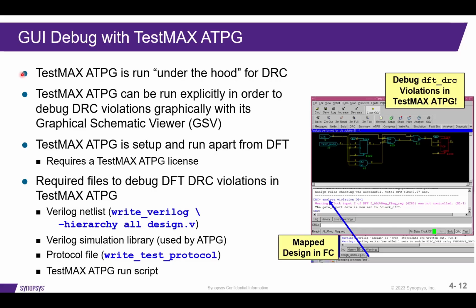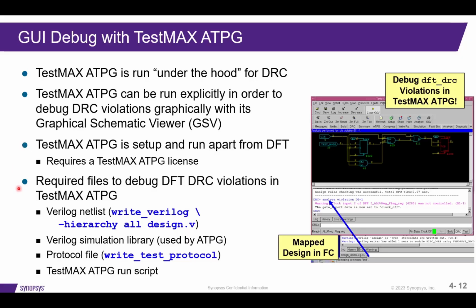An alternative way to debug test design rule checking issues is to use Testmax ATPG. The Testmax ATPG is run under the hood for design rule checking, but it can also be run explicitly to debug DRC violations graphically with its Graphic Schematic Viewer, or GSV. Testmax ATPG is set up and run apart from DFT, and it will require a Testmax ATPG license.